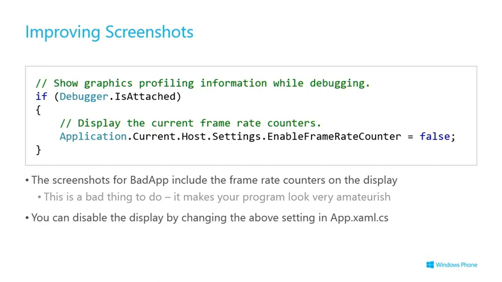And those are shown by default. If you look in your app.xaml.cs, you will find this code: if debugger is attached, but it's not. By default it's set to Application.Current.Host.Settings.EnableFrameRateCounter = true, which is why you see those little numbers. And it's amazing how you do still see screenshots in the Windows Phone Store with those numbers up the side. So just please turn it off before you take your screenshots.